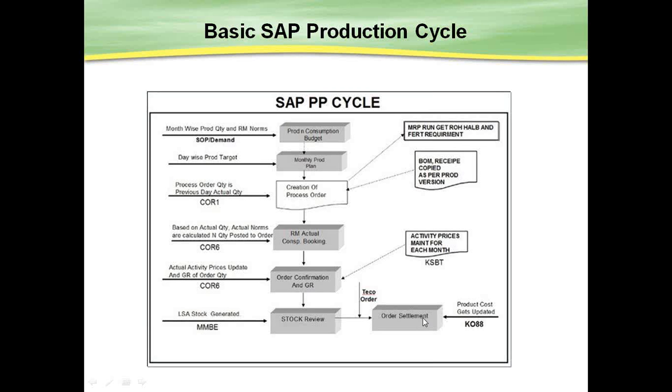Order settlement is the activity where we calculate the difference between planned cost and actual cost and settle it to a price difference general ledger account. So on the basis of your planned versus actual difference, the system automatically updates your product cost. The product costing is very helpful to know, to monitor, and to control your expenditure during the production process.